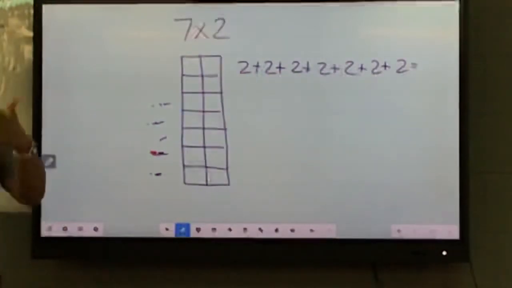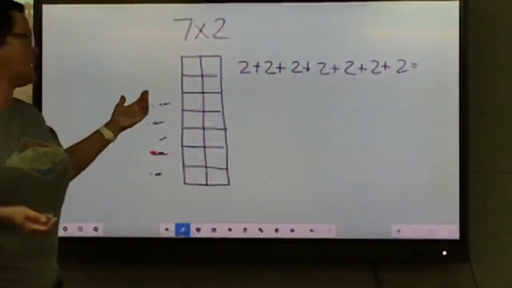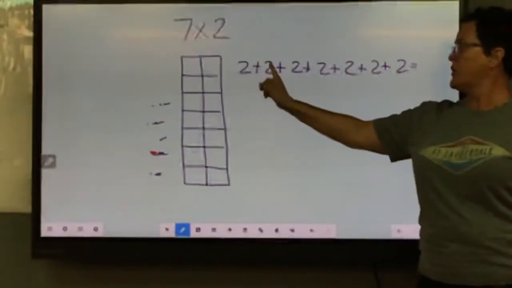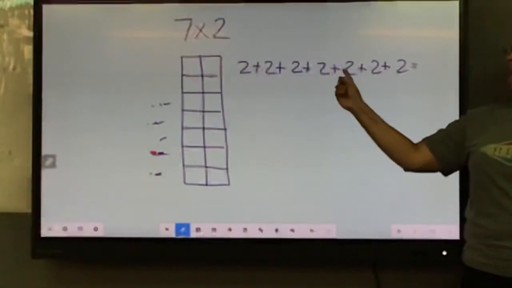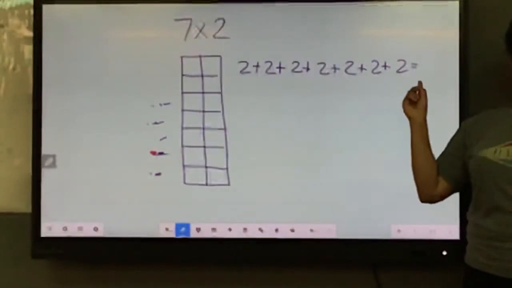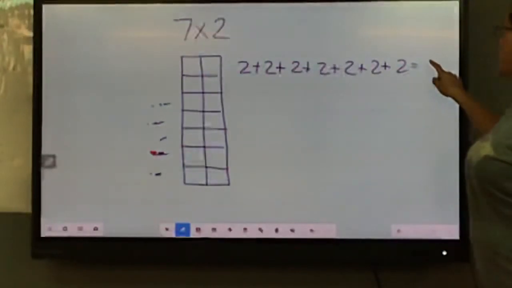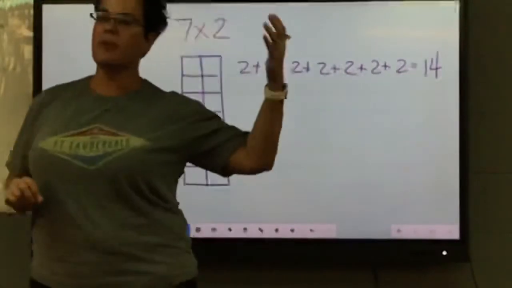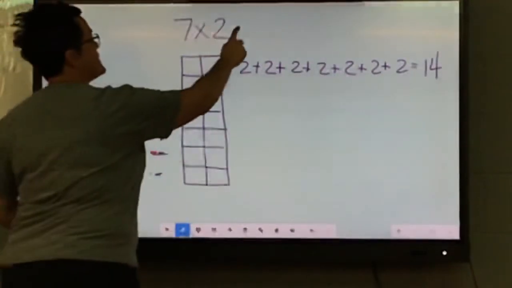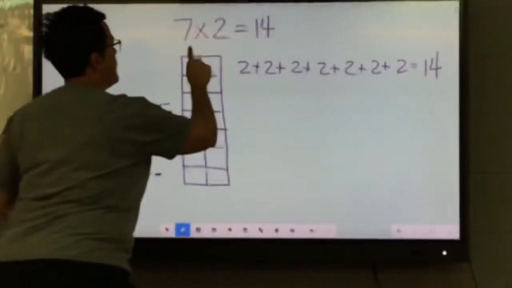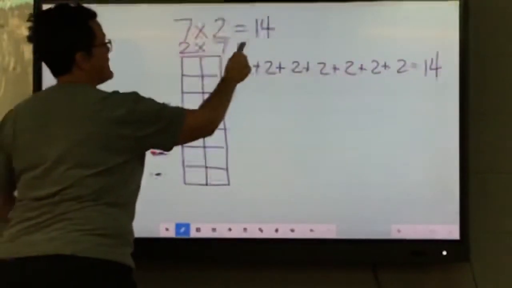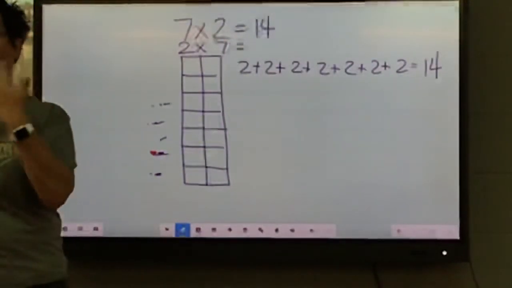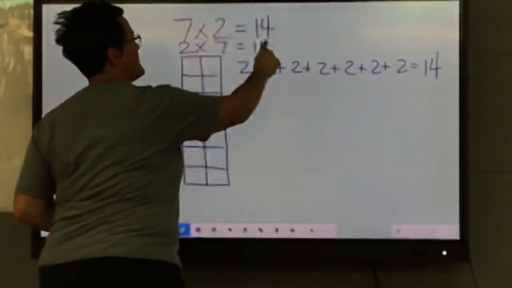Can we skip count by 2s to figure out this answer? Okay, let's skip count by 2s then. Ready? Eyes up here. 2, 4, 6, 8, 10, 12, 14. So what is our product? 14. So then 7 times 2 equals 14. What would 2 times 7 equal? 14. All I did was flip-flop those factors. Still equals the same product.